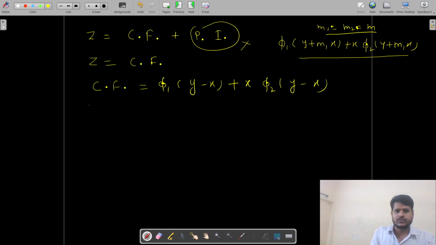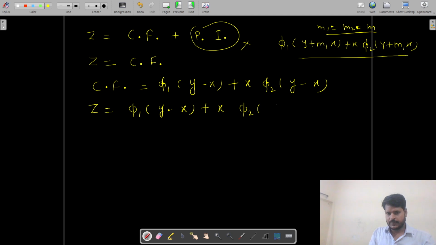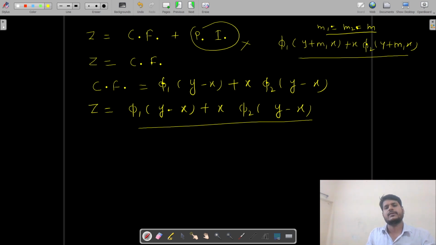So this is the solution, that is z is equal to CF, so phi 1 of y minus x plus x times phi 2 of y minus x. So this is the solution.